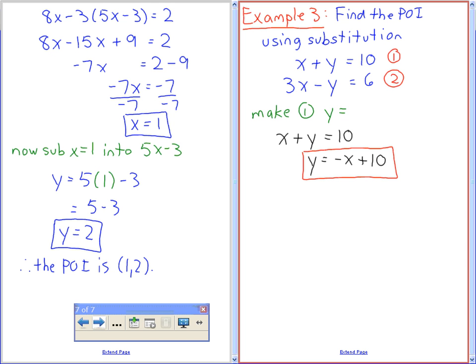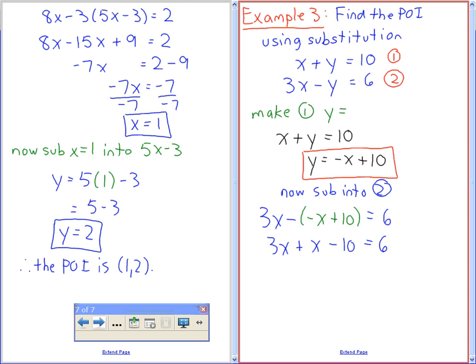Now what we're going to do is we're going to sub this into the second equation. All right, Sage, it's up to you. Go ahead. So you said 3x minus bracket negative x plus 10 equals 6. Now for Sage and everyone else, please watch your integers right now, because this is where things start to have problems. Michael, can you please get rid of the brackets? What does that turn into? Very good. 3x plus x minus 10 equals 6.